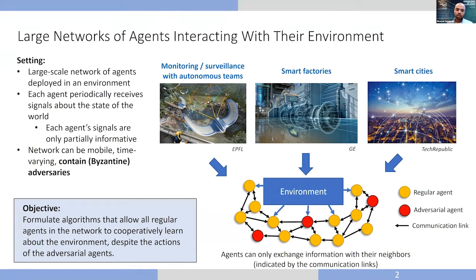There are a variety of challenges that come with this. The network through which these agents communicate could be mobile. The agents could be moving, so the communication links could be changing over time. There could be adversaries in the network. Certain agents may be compromised or may come from untrusted sources, and they may not be following the algorithm you expect them to. So how do you come up with algorithms that enable all the regular agents, the agents that are following the rules, to cooperatively learn about the environment despite this adversarial behavior?